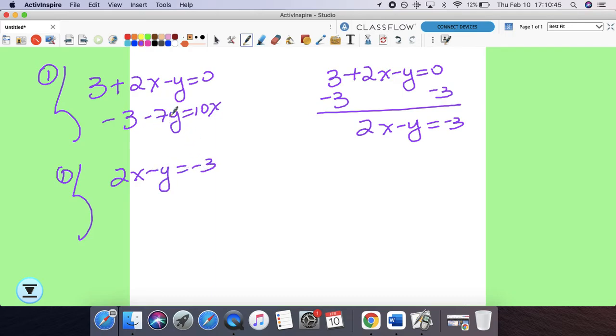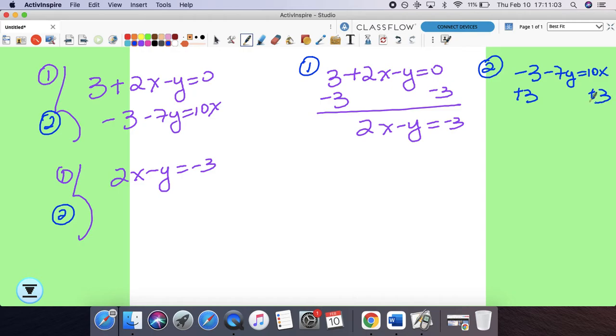The second equation, equation number 2, let's rewrite that again. So this was number 1. Equation number 2 is given to us as negative 3 minus 7y equals 10x. Let's get rid of the minus 3, so let's do plus 3 on both sides. And if we do that, that goes away. I'm left with negative 7y equals 10x plus 3.